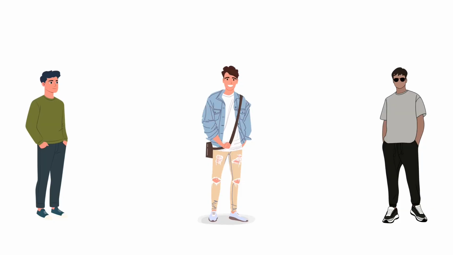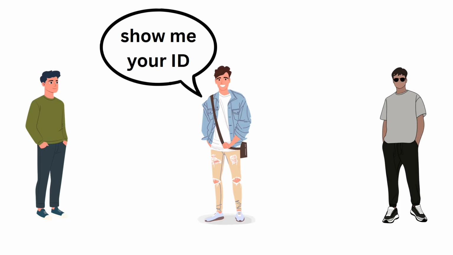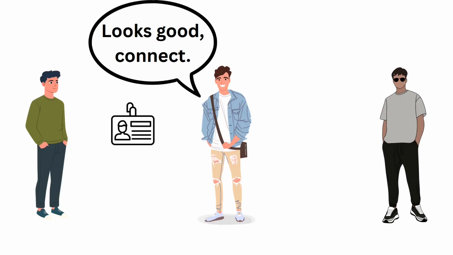You have three people, person A, person B in the middle, and person C. A says to B, "Hey, can we connect?" B says to A, "Sure, just prove to me you are who you say you are." So A hands B their identification card. B takes a look at it and says, "ID card checks out, let's connect."